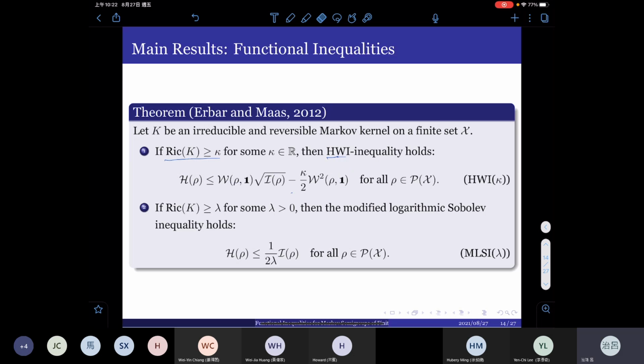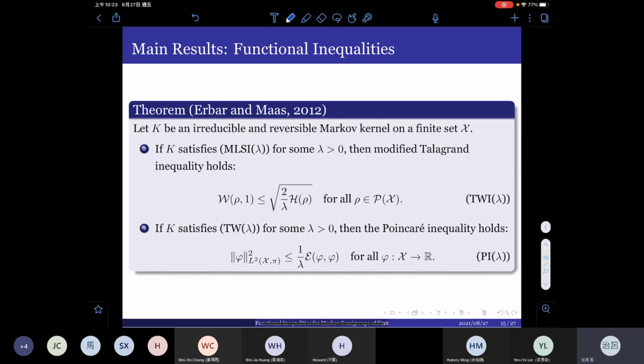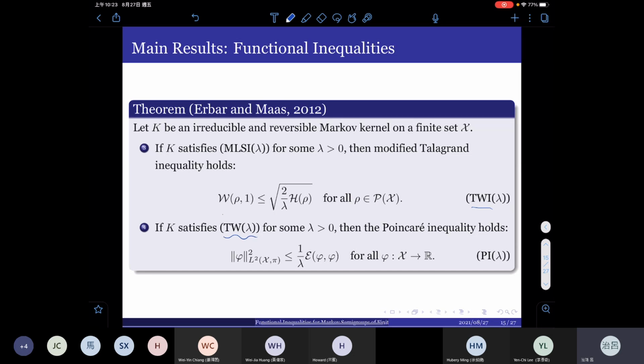And if we have the Ricci curvature kappa greater than a positive constant lambda, then we have the modified log-Sobolev inequality as this. But here, we usually use the HWI to get the MLSI; we present this later. And the third inequality: if K satisfies the MLSI, then we can get the modified Talagrand inequality. We write it as the TWI. Here it is TW I lambda, where lambda means this constant. And we can get a Poincaré inequality.